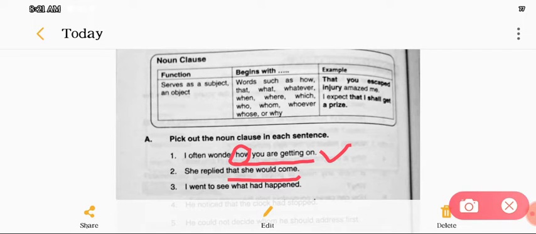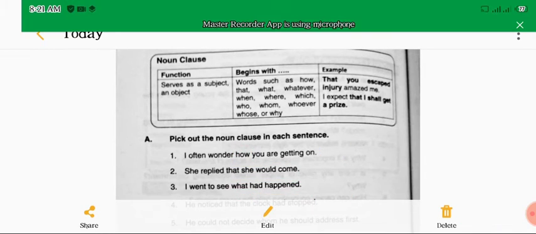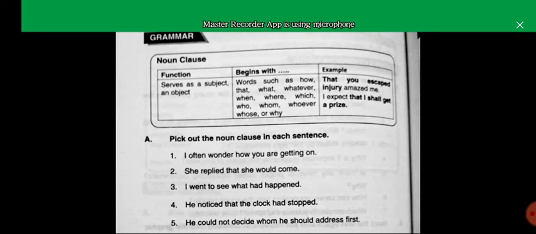I went to see what had happened. Now what had happened is a noun clause, because what is the starting point of the noun clause, and what had happened is the noun clause. Next we have: he noticed that the clock had stopped. That the clock had stopped is a noun clause.